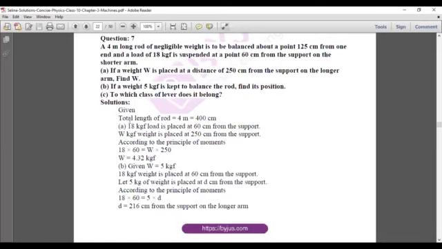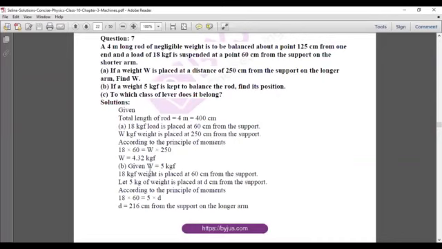Okay, see here. The total length of the rod is 400 centimeter. 18 kgf load is at 60 centimeter from the support. W kgf weight is suspended at 250 centimeter from the support. So according to principle of moments, 18 into 60 should be equal to W into 250. So W will be 4.32 kgf. You know this concept, principle of moments and all. So just use that one and substitute the values.